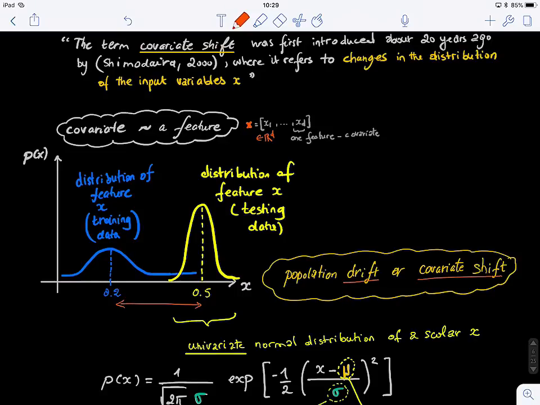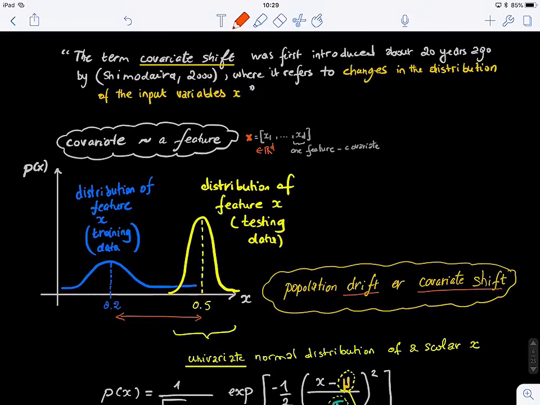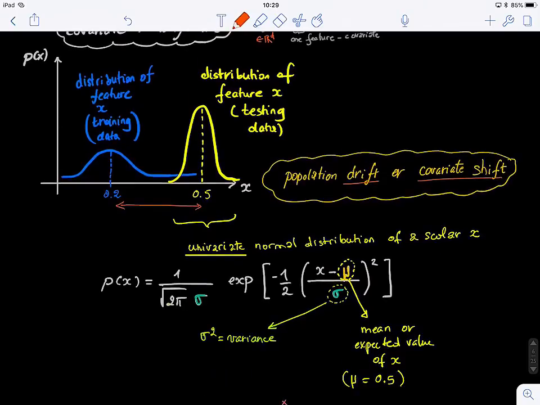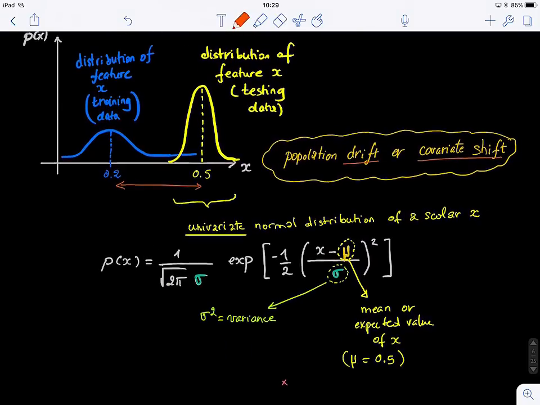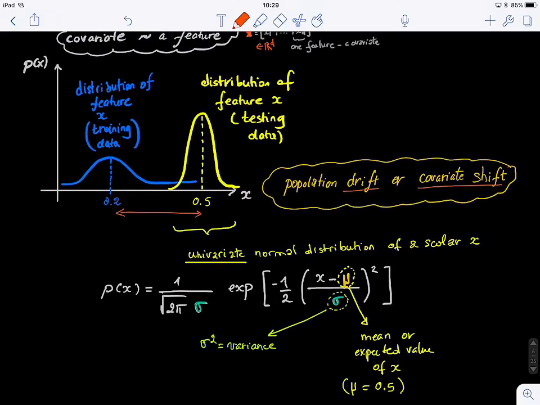So these are similar terms. Why is it a population? Because we're plotting the distribution of this feature across all samples. So samples are considered our population. And it's drifting away, it's moving, right? So shifting or drifting, same thing. Now, what is this distribution? You can see it's a Gaussian distribution. So in this case, we can define it using this function, p of x. It's simply a univariate normal distribution of a scalar value x. Okay, so it's one dimensional, and this is just the typical, very typical Gaussian function, okay? So we have the sigma right here.